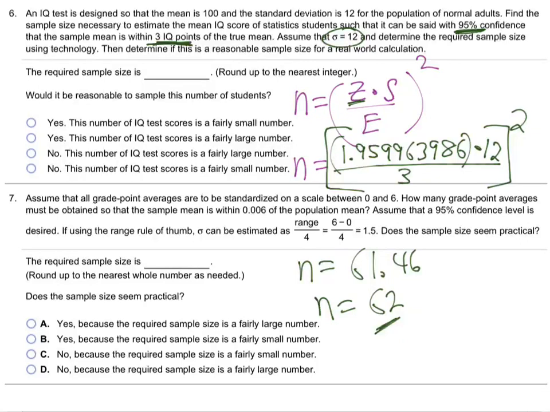So n is 62, and then what do they ask down here? Would it be reasonable to sample that number? Is that reasonable? Can you talk to 62 people? Yeah, that's not a hard number. It's a fairly small number. So I should say yes, this is a fairly small number. If it came out 240,000 like the next problem will, that's not reasonable. You better give up some accuracy if you need to talk to 240,000 people. Is that making sense? 7 and 8 are the same thing. Just use that same n formula, which is easier than the other n formula.